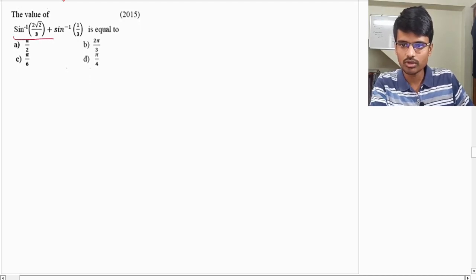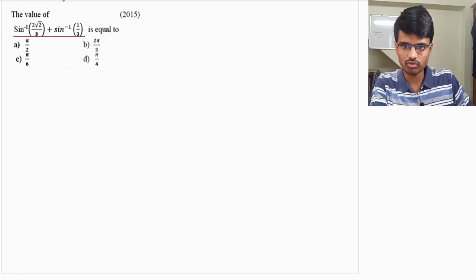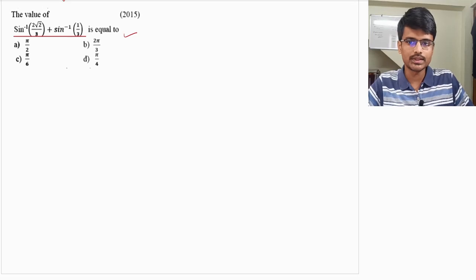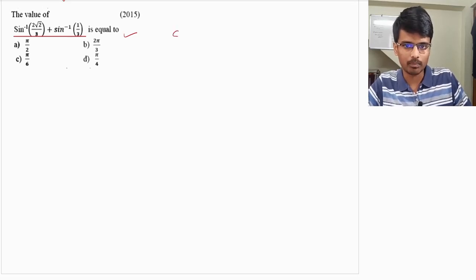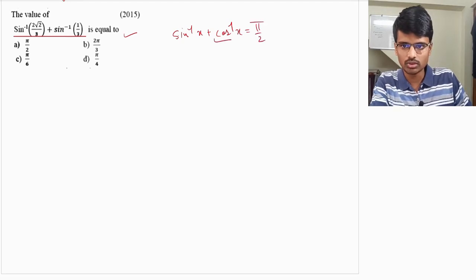Sine inverse of 2 root 2 by 3 plus sine inverse of 1 by 3 is equal to. When you see these kinds of questions, you should see what property you can apply. Here I think I can apply this property: sine inverse of x plus cos inverse of x equal to pi by 2. To apply this property, I need cos inverse. So somehow if I can change this in terms of cos inverse, I can apply this property, right? So let me see how I can do that.